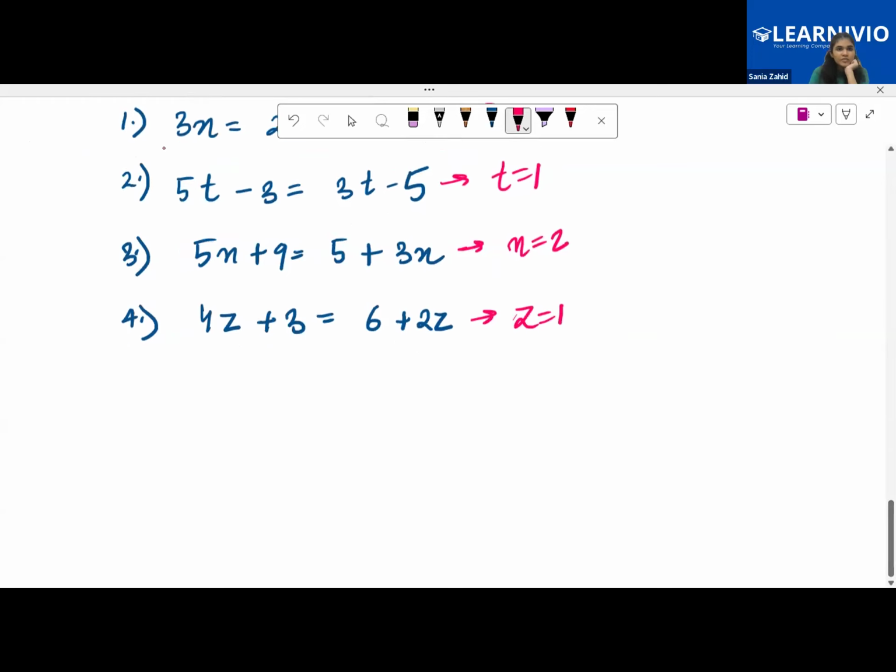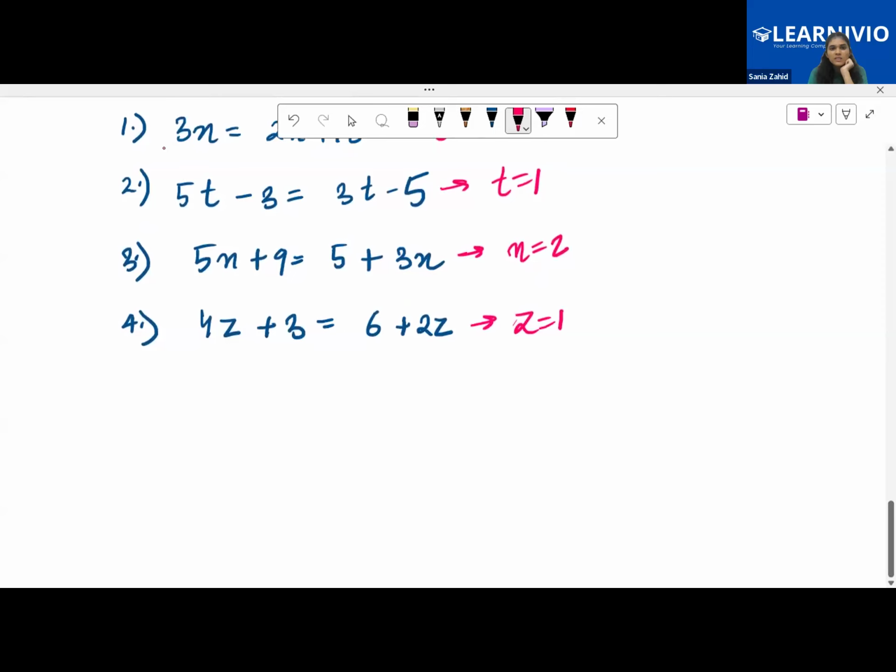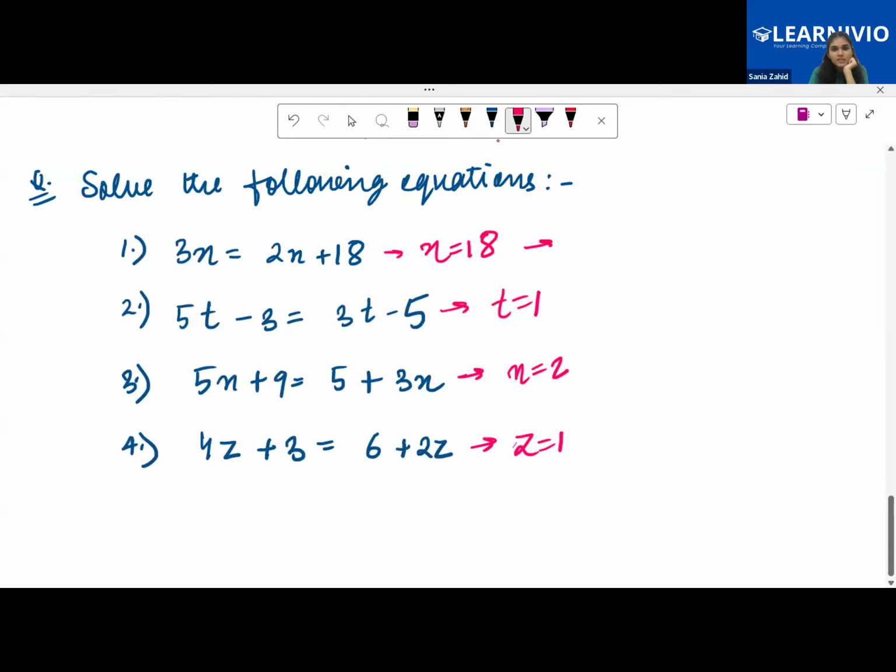Okay, so let's check. So first one is 3x gives you 2x plus 18. So how can you check? Basically, 3x minus 2x you will do. You will transpose this 2x over here. So it becomes minus 2x gives you 18. Okay, so 1x gives you 18. Correct.